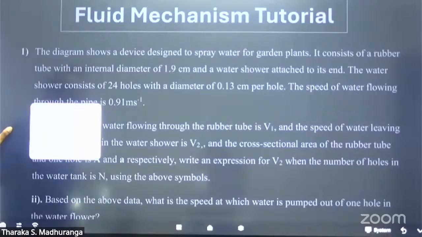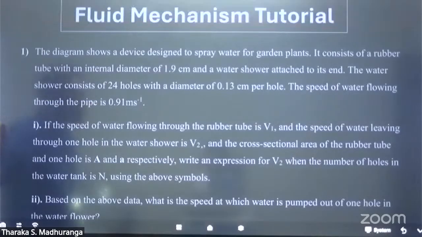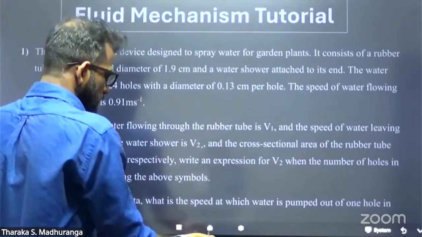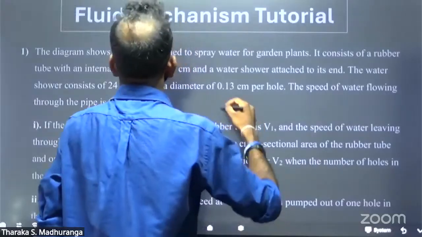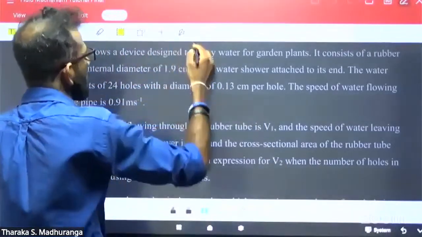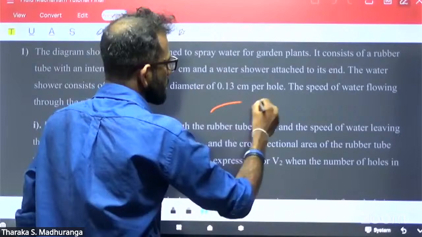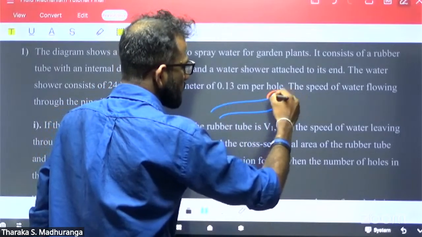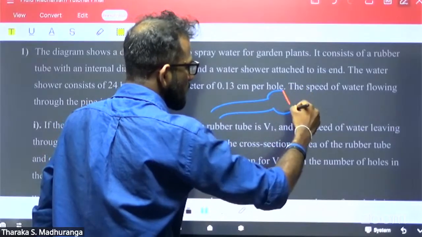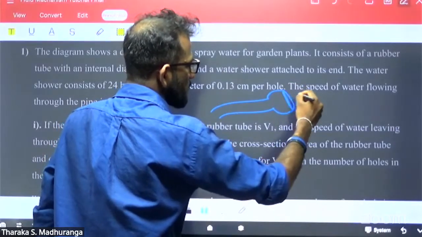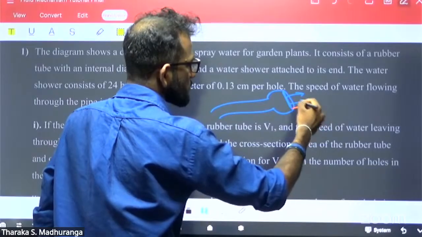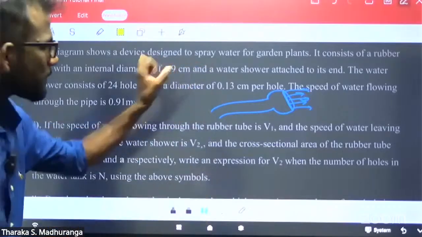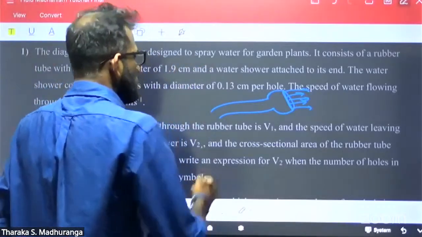The diagram is not given here. Okay, no need for a diagram. Actually, everything is given here. The diagram is a water shower, like this. It is spraying water, spraying out water. This type of simple diagram should be given.